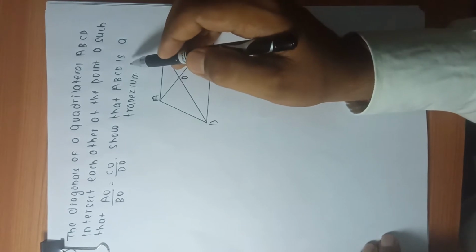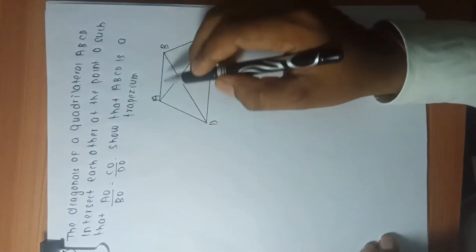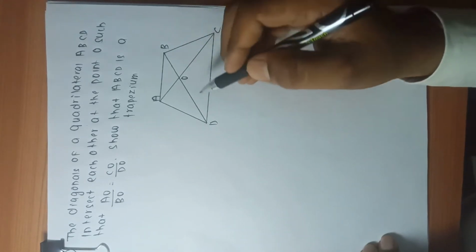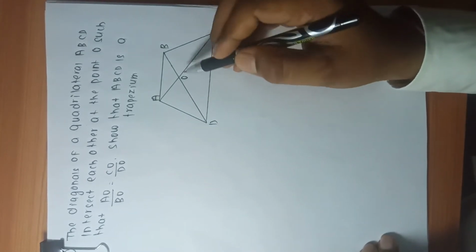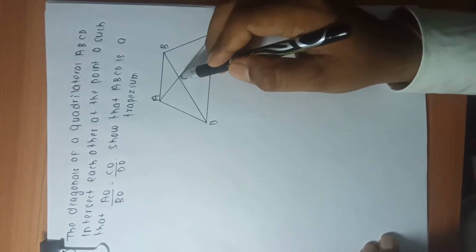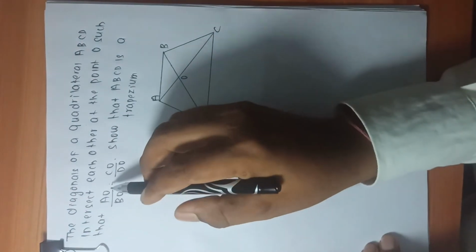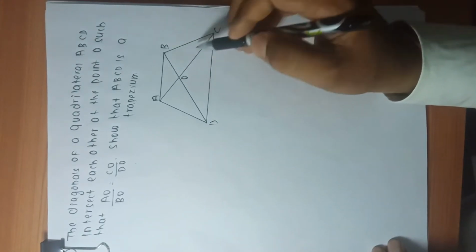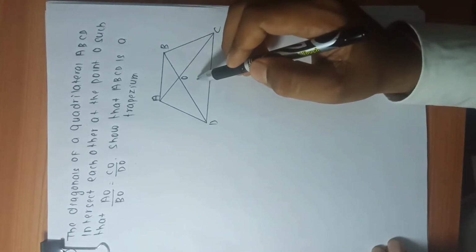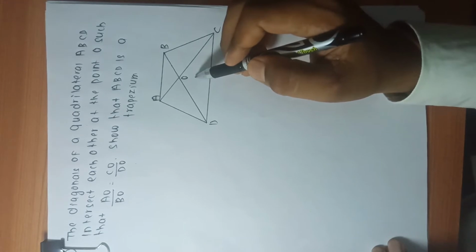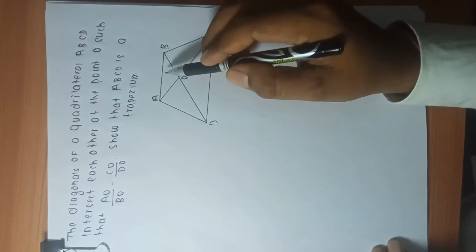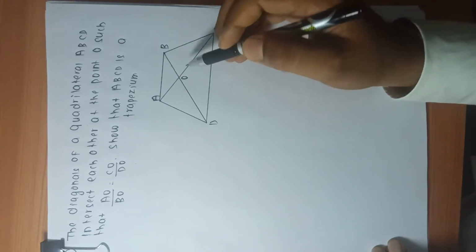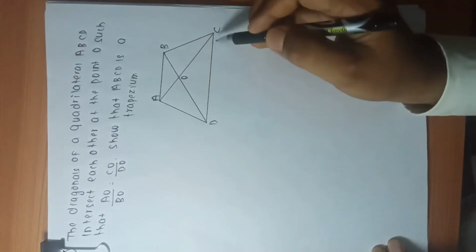You can observe that quadrilateral ABCD is given, and its diagonals AC and BD intersect each other at O such that AO by BO equals CO by DO. We need to prove that ABCD is a trapezium. As you know, a trapezium is a quadrilateral in which one pair of opposite sides is parallel. So we need to prove AB parallel to DC.